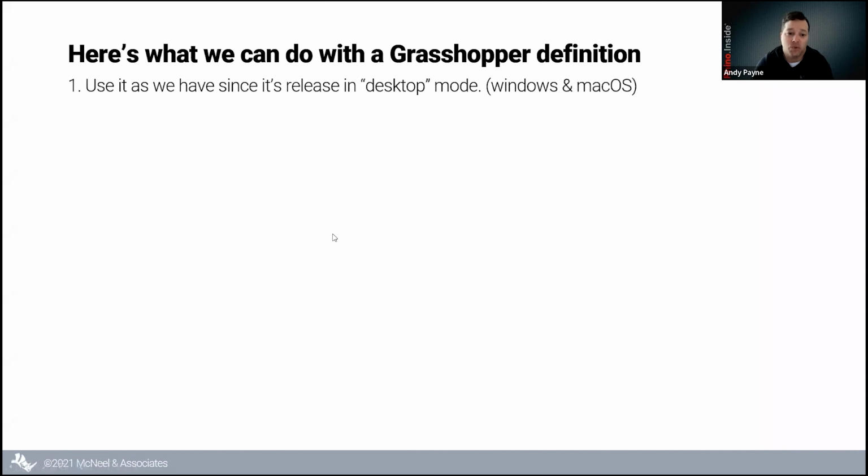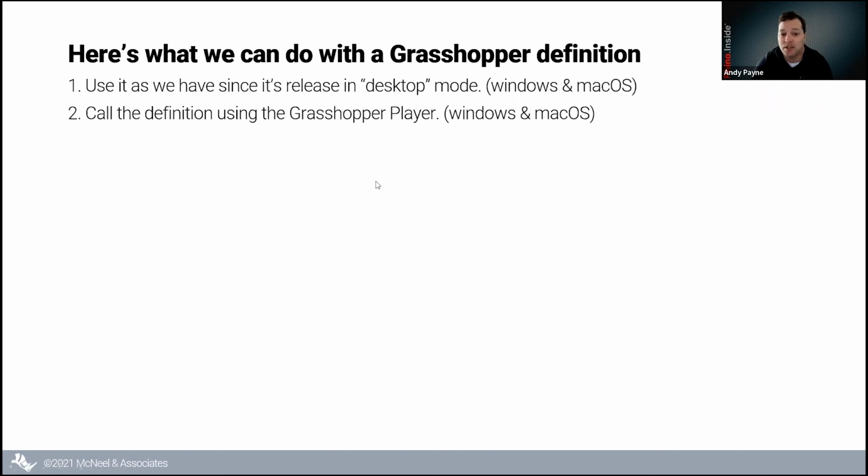These are the current ways you can use a Grasshopper definition. The most basic is probably what you've all been doing in the past, which is desktop mode, essentially running everything on your screen, passing everything through the graph, and then getting some results back. We can also create a definition and use it with the Grasshopper Player, which is compatible with both Windows and Mac OS.